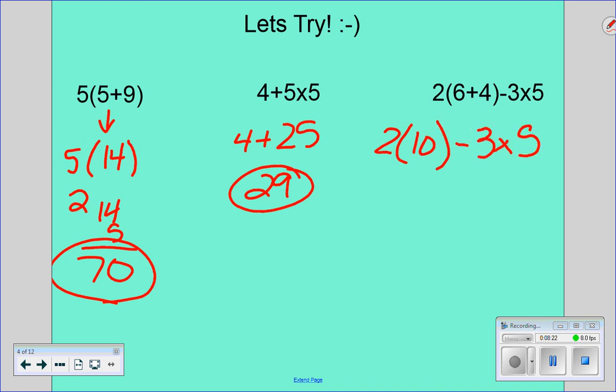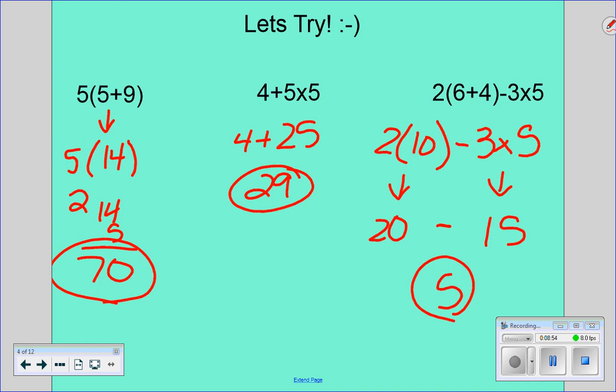Now what's the next thing I probably should do? Well, now I have 2 things of what? I have multiplication, right? I have 2 multiplications and a subtraction. So let's do our multiplication first, and then we'll subtract. So 2 times 10 is 20 minus 15. You should have 5 as an answer. Okay? Asking yourself what you have to do next is a big help. What am I going to do next? What's the next step? What does please excuse my dear Aunt Sally say?